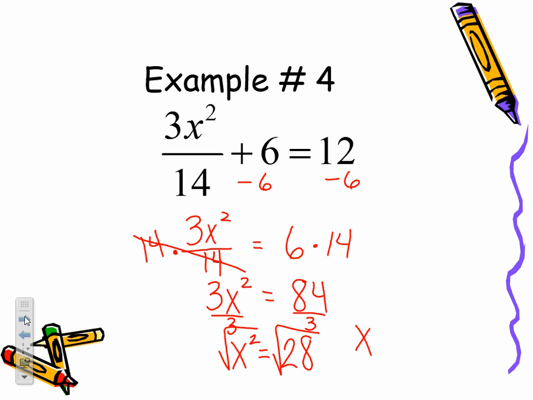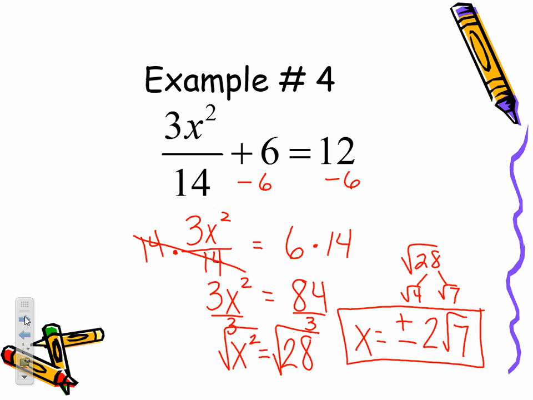And then square root, square root. So x equals plus or minus. Now we got to deal with that square root of 28. Square root of 28 broken apart: 4 times 7. So 2 square roots of 7. x equals positive 2 square roots of 7 or negative 2 square roots of 7. Those are my two solutions for this problem.